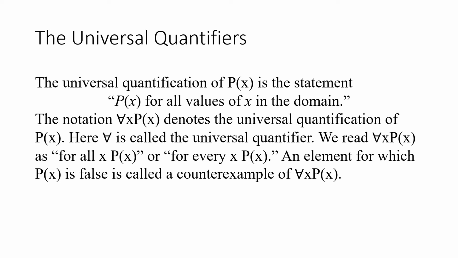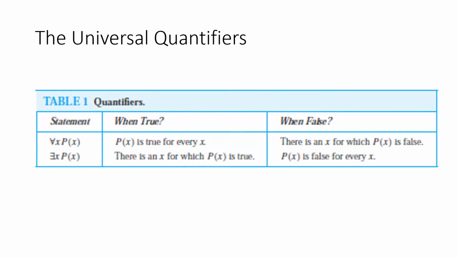The meaning of the universal quantifier can be illustrated in the following examples. For the statement for all x p of x, when true, p of x is true for every x. When false, there is an x for which p of x is false. For the existential symbol, when true, there is an x for which p of x is true, and when false, p of x is false for every x.